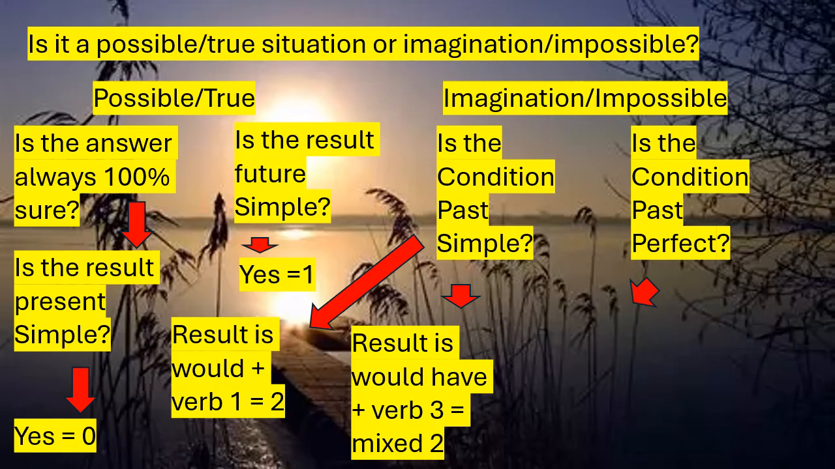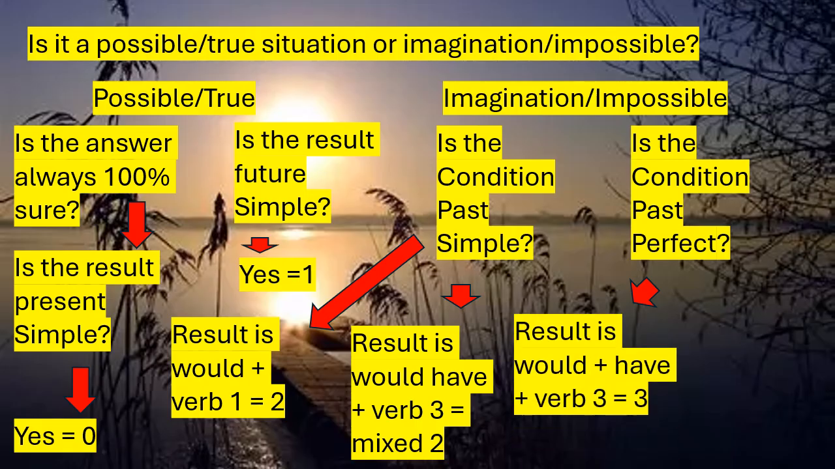And then still in imagination and impossible, is the condition past perfect? If that is true, so it's an impossible situation, it's also past perfect for the condition, and the result is would plus have plus verb 3. That will be a third conditional.